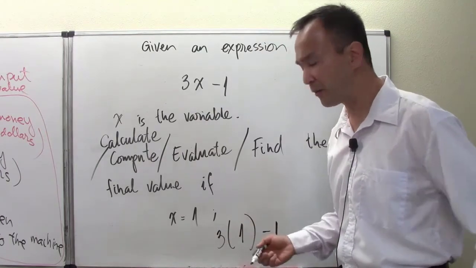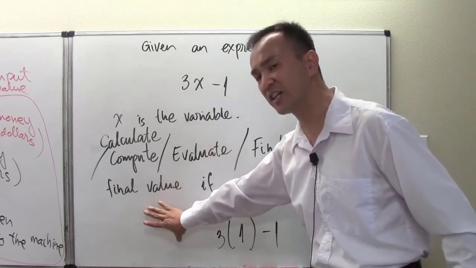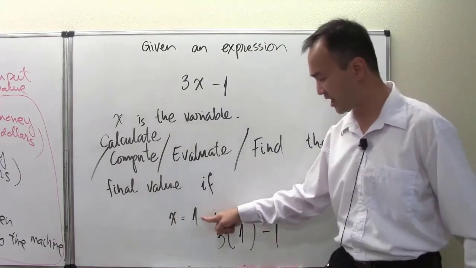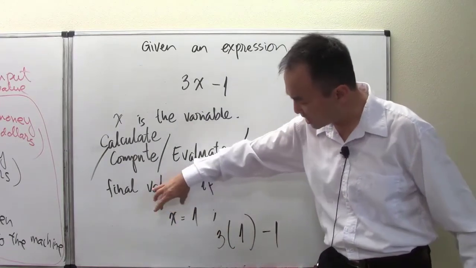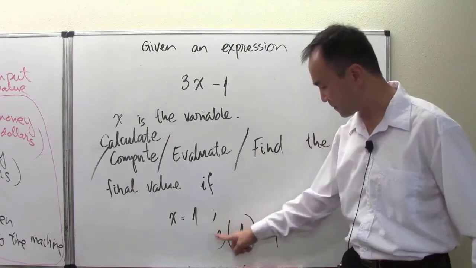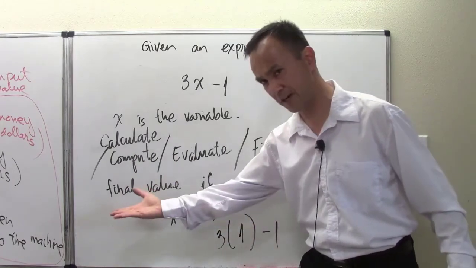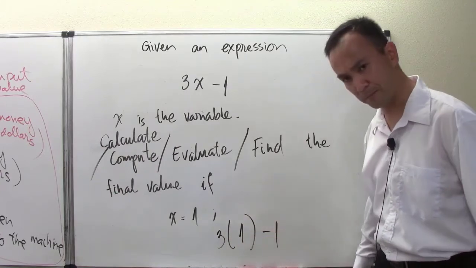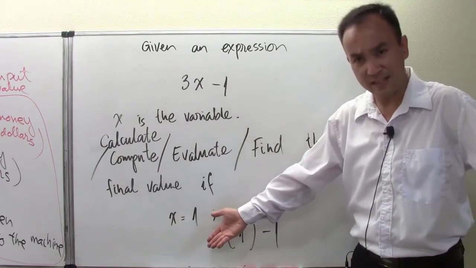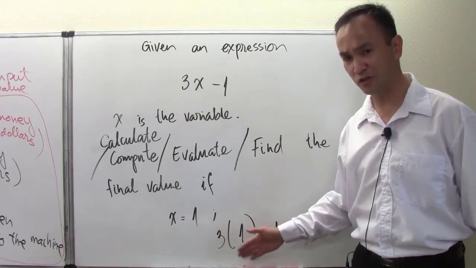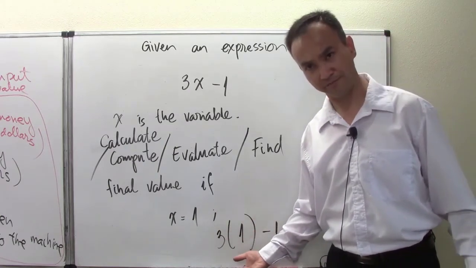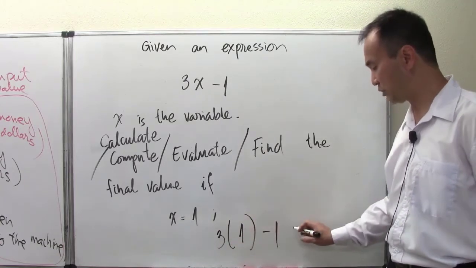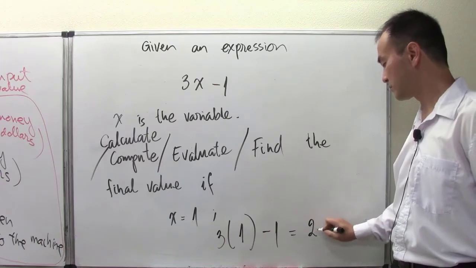There are a lot of different ways we say this: we assign x equals 1, or we assign 1 to x. We assign the value 1 to x, and then once we know that x is equal to 1, the expression can proceed further to come up with a final value. So 3 times 1 minus 1. And by the way, needless to say, you need to know basic order of operations. Multiplication comes first, so 3 times 1 and minus 1, we're looking at 2.